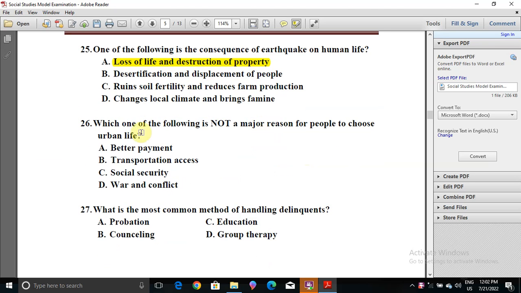Now question number 26, which one of the following is not a major reason for people to choose urban life? It will be better payment, no. Transportation access, no. Social security, no. War and conflict, yes, because it says which one is not a major reason for people to choose urban life. It will be war and conflict.